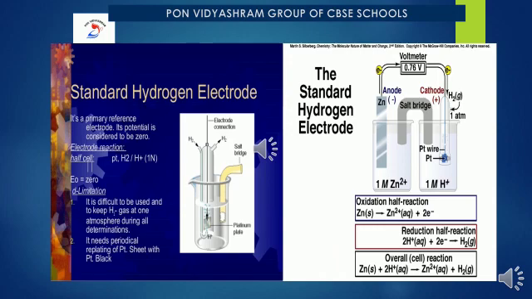Okay. Now, a few difficulties. It is difficult to use, and to keep hydrogen gas at 1 atmosphere during all determinations. It needs periodical replating of the platinum sheet with platinum black. Okay. Now, I think you are familiar with the diagram, it is like a galvanic cell diagram. So, here the reference electrode, that is the hydrogen electrode, has to be taken on the right hand side, and the potential to be calculated has to be taken on the left hand side.